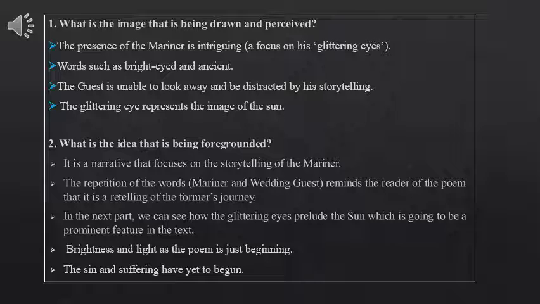In the next part, we can see how the glittering eyes prelude the sun, which is going to be a prominent feature in the text. Even though the sun was not mentioned in the earlier stanzas, the glittering eyes and the bright-eyed mariner are the phrases that are going to prelude that element of nature. So it is just the beginning, and the sin and suffering stage has yet to begin.